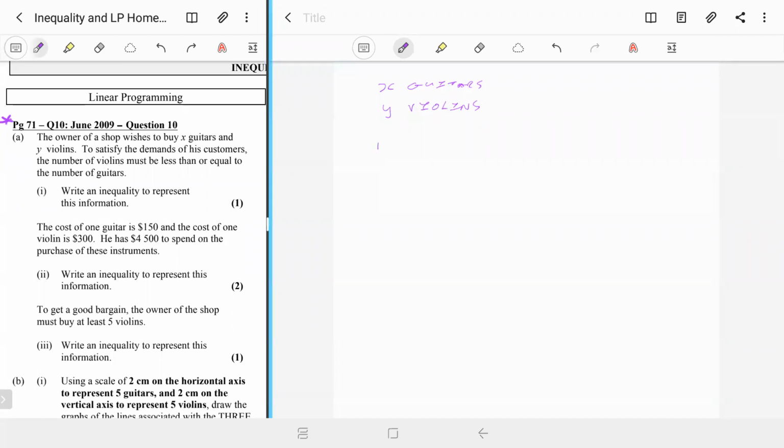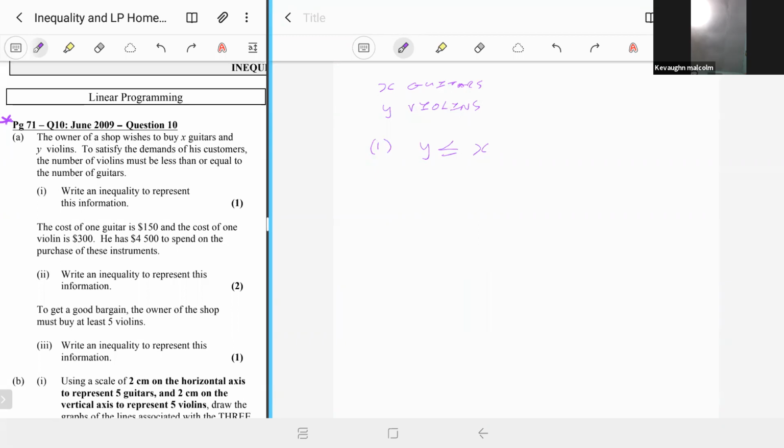So part 1, we have to write that inequality. Y, which is the number of violins, is less than or equal to the number of guitars, which is X. Simple as that. Done. 3 marks. But understand that? That's the first inequality right there. Soon we're going to have to represent it on a graph. So far, so good.